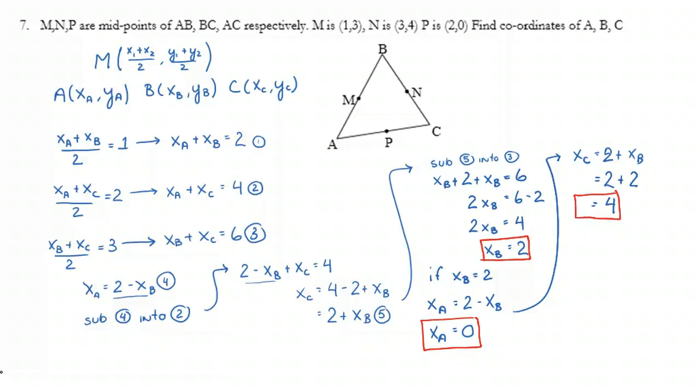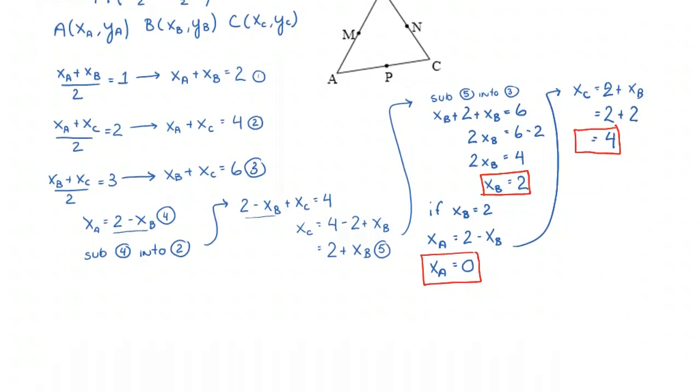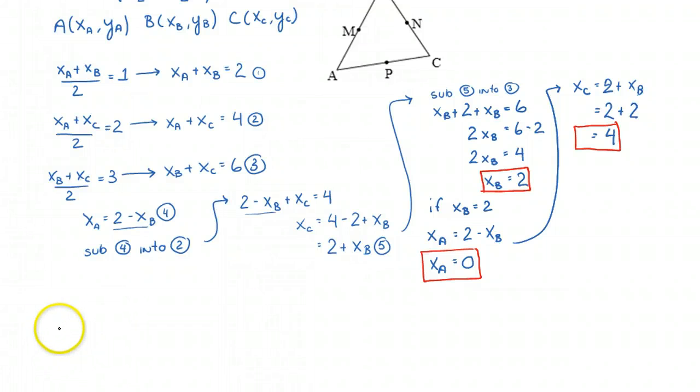So now let's do the same thing but deal with the y values. So what I'm going to do is I'm just going to come down here a little bit. And just to remind myself, I'm writing these points. So m is 1, 3, n is 3, 4, and p is 2, 0.